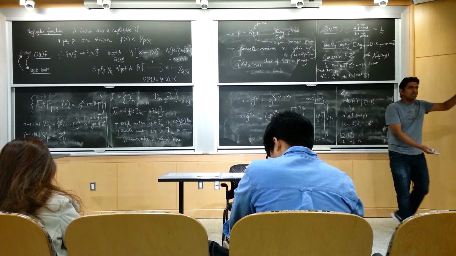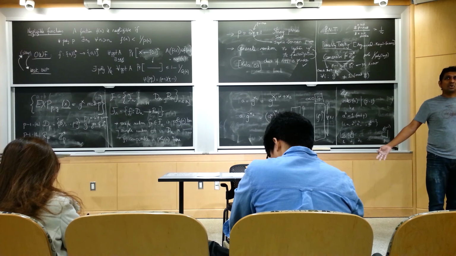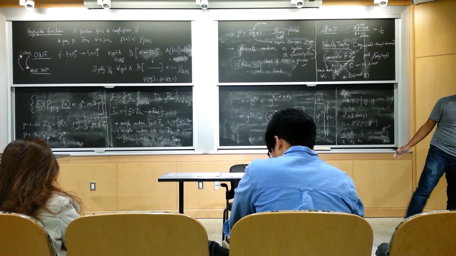So what is the size of these tables? Square root p. What is the time required to complete these tables? Square root p times polylog p. So square root p.